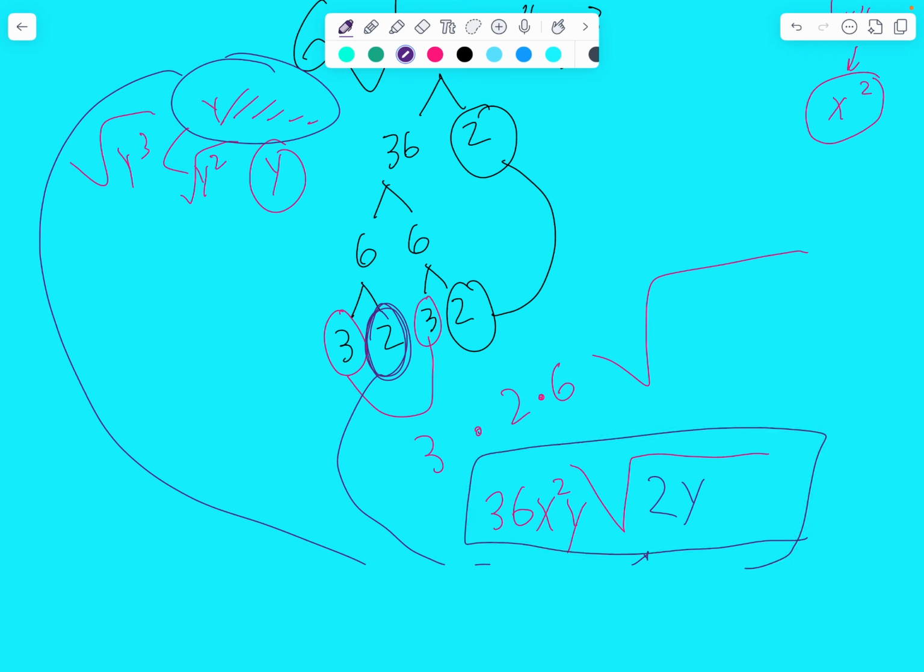Great job today. Simplifying radicals might look intimidating at first, but once you learn how to break numbers and variables into perfect square factors, everything becomes so much easier.